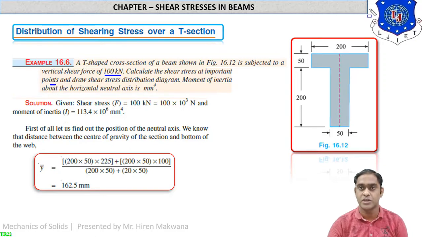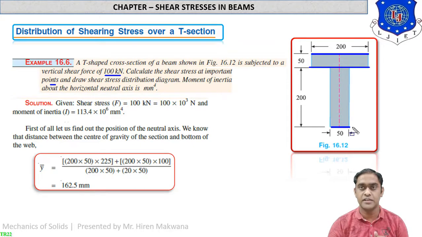Important points means what? You can see in this section, in the figure, the top layer, the bottom layer of the flange, and the bottom layer of the web. These three layers are subjected to shear stress. We will calculate it later on.